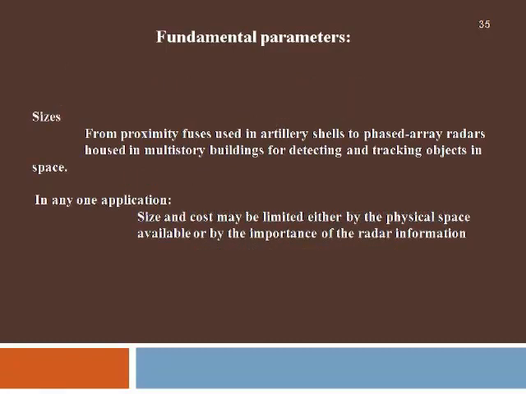The other parameter of the antenna that is of interest is the size. The antenna size must be convenient so that the radar system is very simple and light in weight. So for a typical case like a proximity fuse used in artillery shells, the phased array size is limited, whereas for detecting and tracking objects in space, the phased array may be housed in a multi-story building. But that may not always be possible, and size and cost are normally limited by the physical space and the amount of importance given to the radar system.